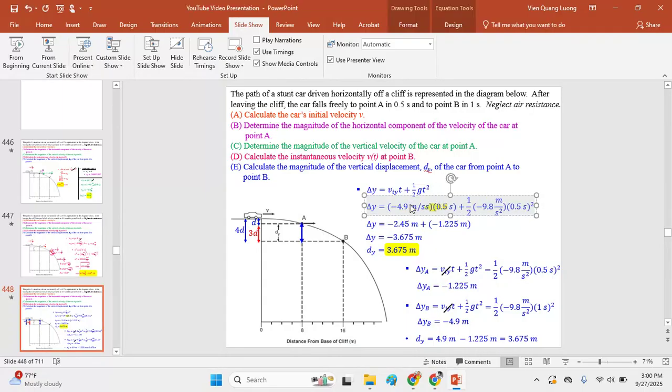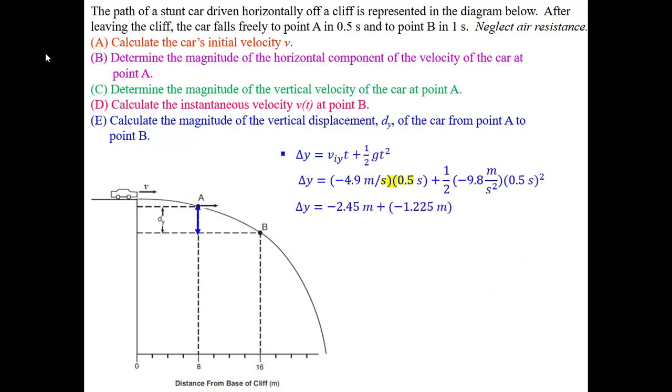Okay, all right, let's go back to here. All right, so let me do that. So this should be negative 4.9 meters per second because I already calculated that in the previous slide. So after 0.5 seconds, it's moving down at a rate of negative 4.9 meters per second.